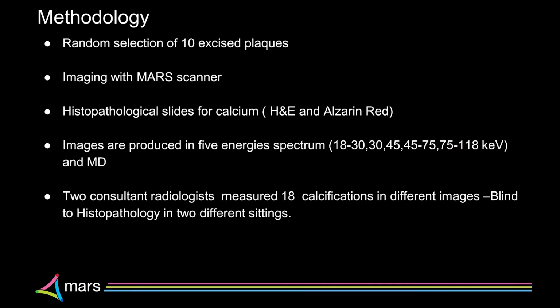10 excised carotid arteries with atherosclerotic plaque were randomly selected from the pool of stored specimens. They were scanned with a MARS scanner. Thereafter, histopathological slides were prepared. 2 independent consultant vascular radiologists were asked to measure 18 different calcific regions in 4 spectral images and 1 material decomposed image, blind to histopathology and blind to each other, in 2 different settings. The results were compared with the histopathological reference standard.